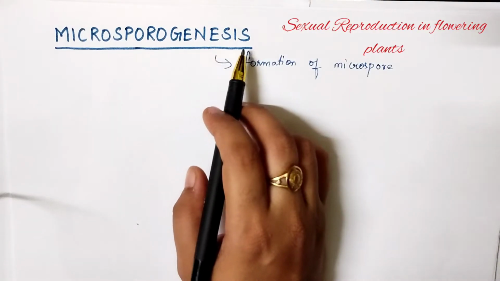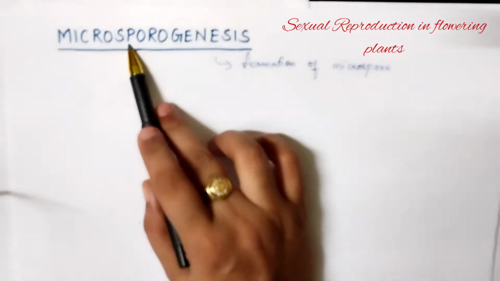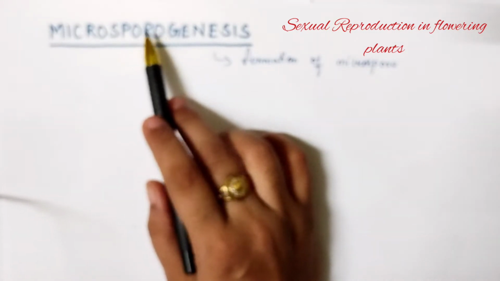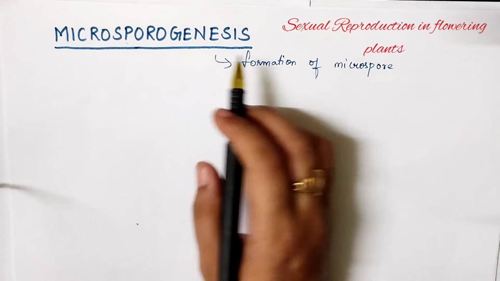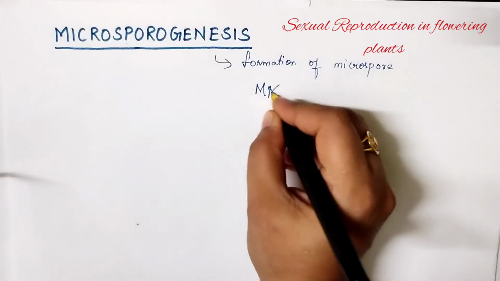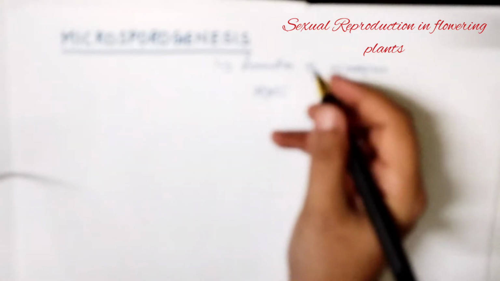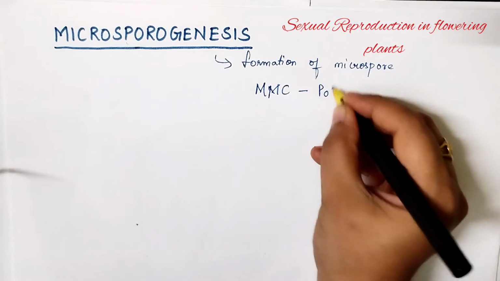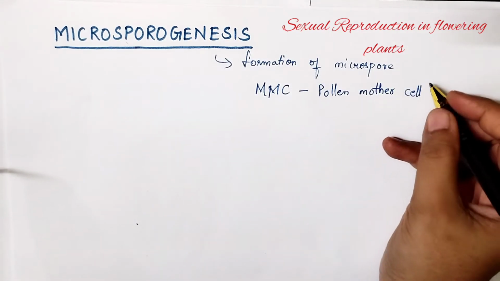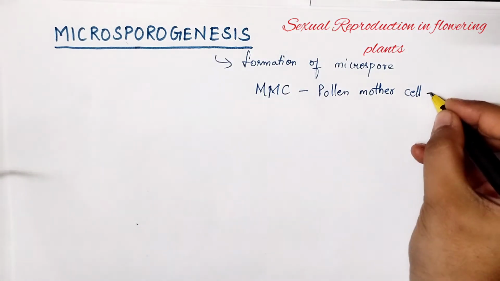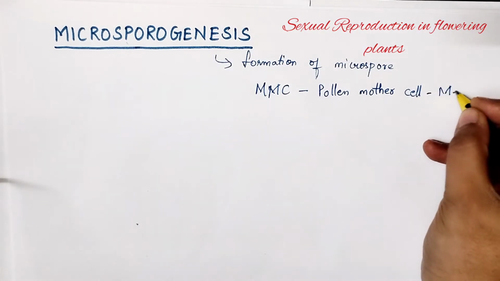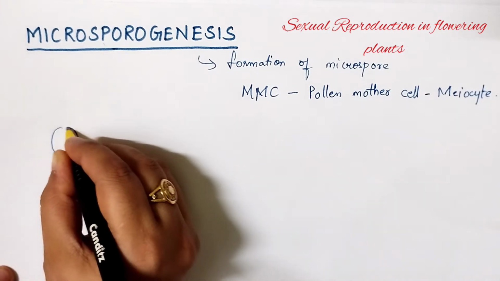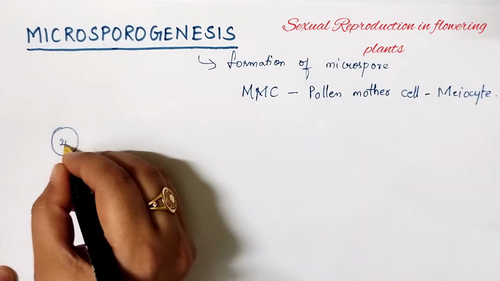Microsporogenesis. Genesis means formation. That is the formation of microspores. Microspore is the male gametophyte. It forms from the microspore mother cell, which is otherwise called the pollen mother cell, or meiocyte. The microspore mother cell, if you see here, is a diploid cell, right?